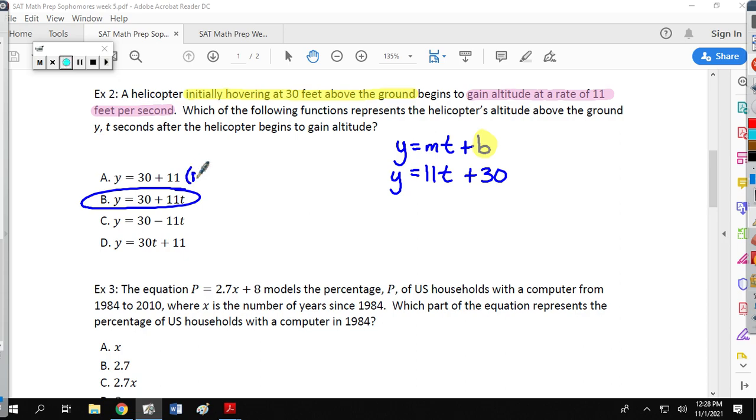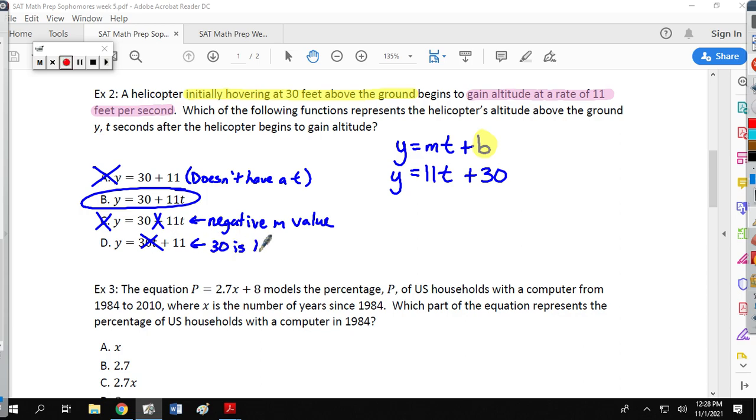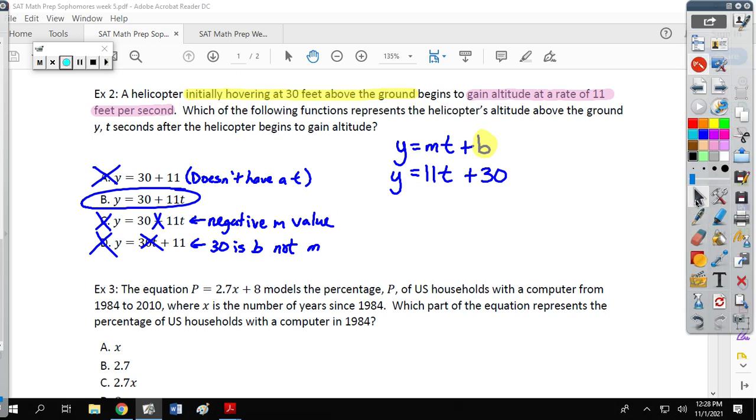Letter A doesn't have a t, which means it can't be the correct answer. Letter C has a negative slope, which means it cannot be the correct answer. And letter D, 30 is the intercept, not the slope. So it should not be attached to the t, the 11 should be, which means that is not the correct answer. So your answer there should be B. y equals 11t plus 30, or 30 plus 11t.